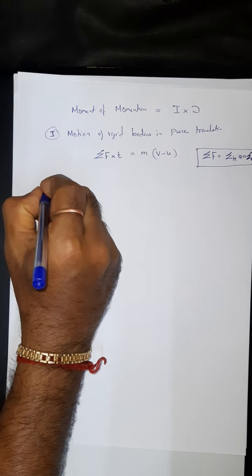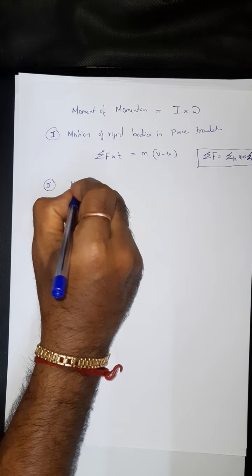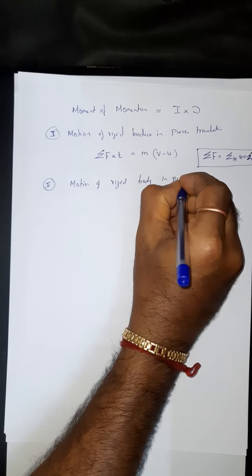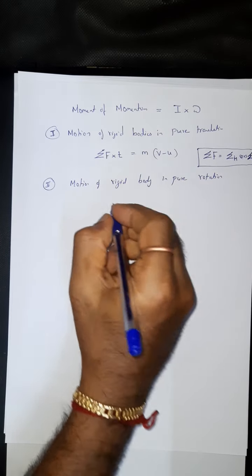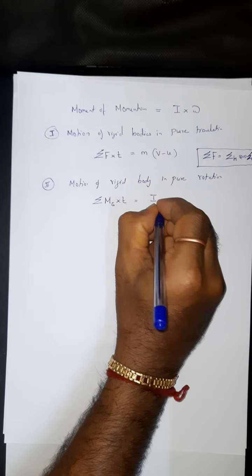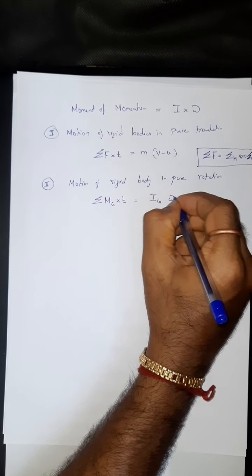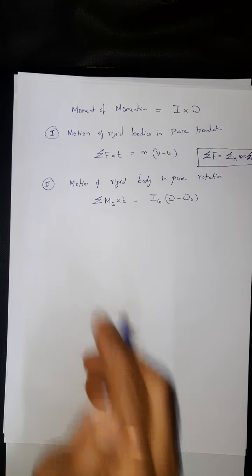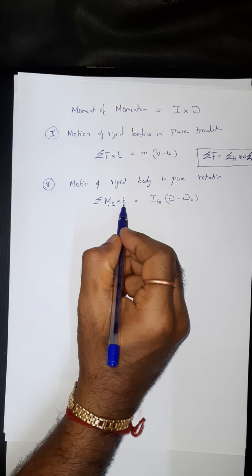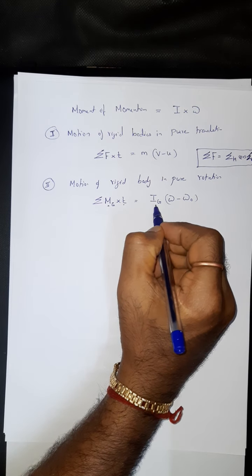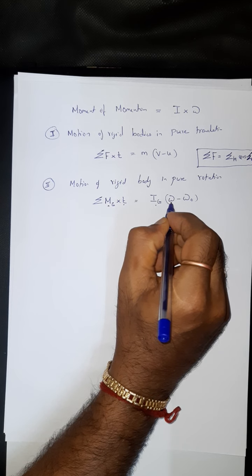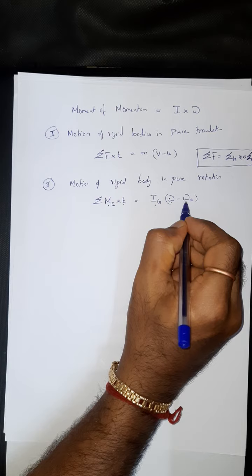Case 2: the motion of the rigid body in pure rotation. Sum of moment into t equals Ig into the final angular velocity minus initial angular velocity. Mg is the resultant moment about the mass center G, t is the time, Ig is the mass moment of inertia of the body about G, omega is the final angular velocity, and omega o is the initial angular velocity.